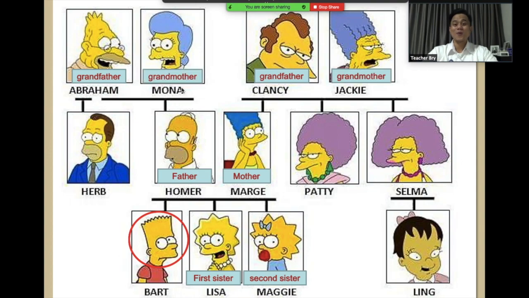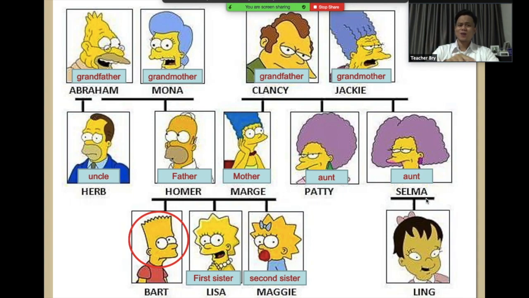Correct, you got Mona and Jackie. So these two are his grandmothers, and these two are his grandfathers. Now, how about his uncle? Did you see it? There he is, Uncle Herb. How about his aunt? He has two aunts, Aunt Patty and Aunt Selma. Others like to say aunt. We can also say Aunt Patty and Aunt Selma.